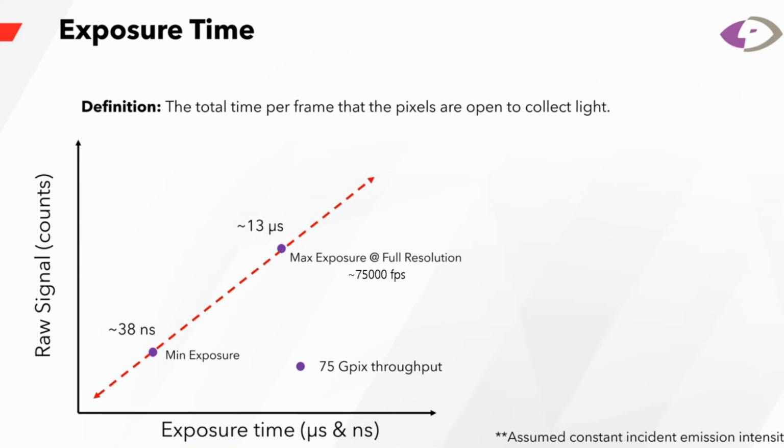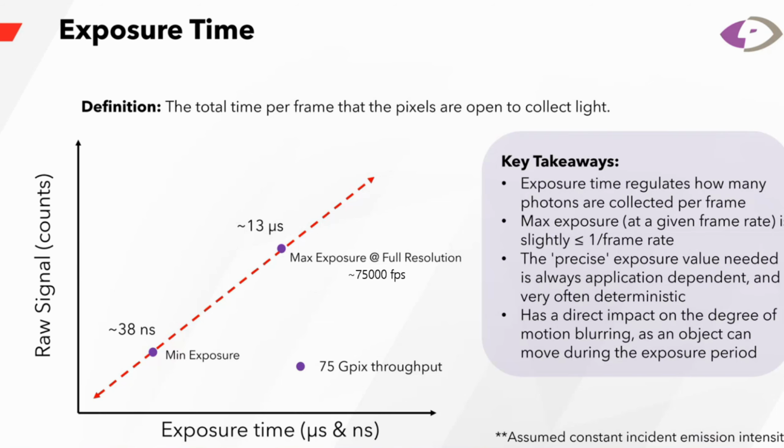And what you'll see on this graph is that as you decrease your exposure time, you will decrease the raw signal on your sensor. Some of the key takeaways are that the exposure time regulates how many photons are collected per frame. The max exposure at a given frame rate is slightly less than 1 over the frame rate. The precise exposure value needed is always application dependent.